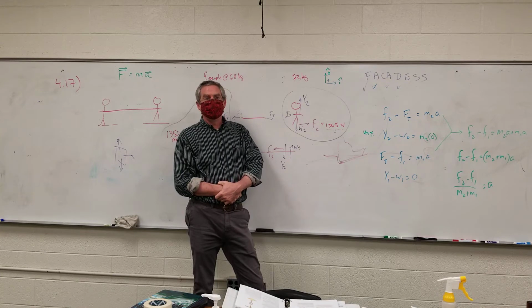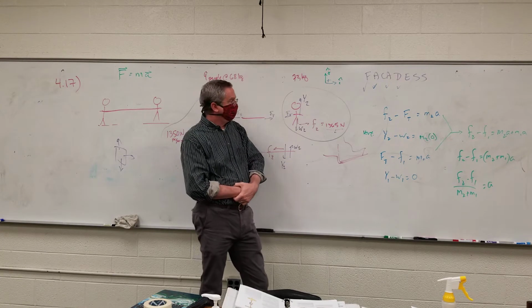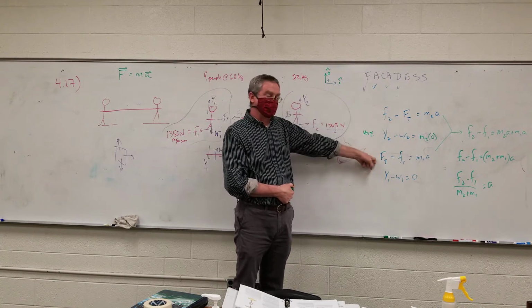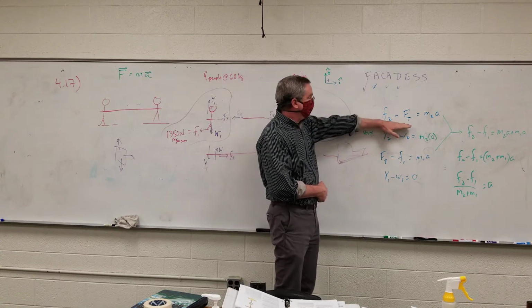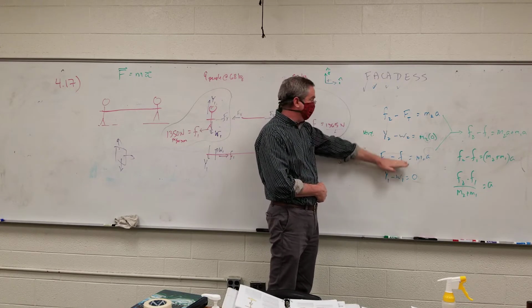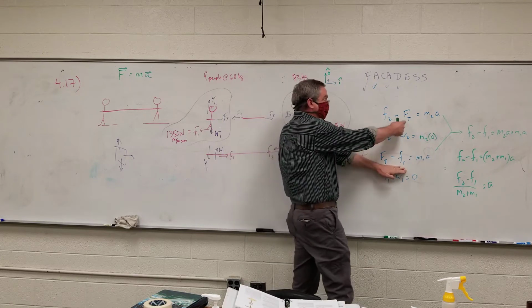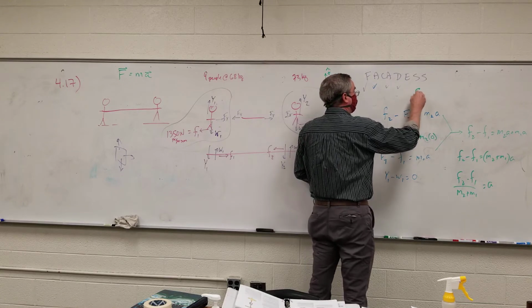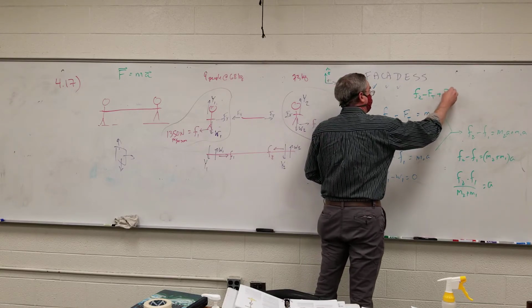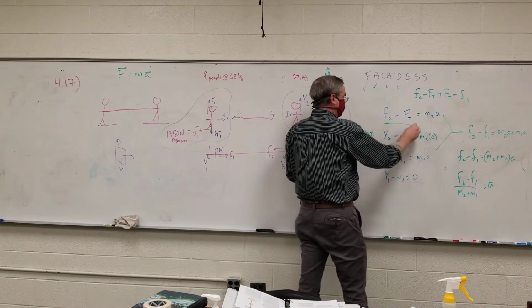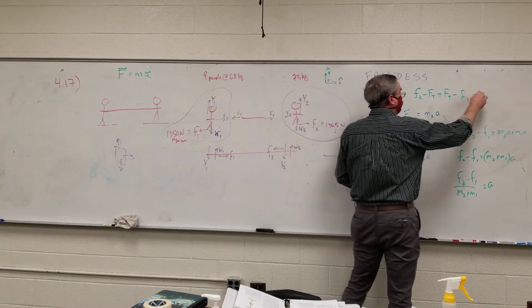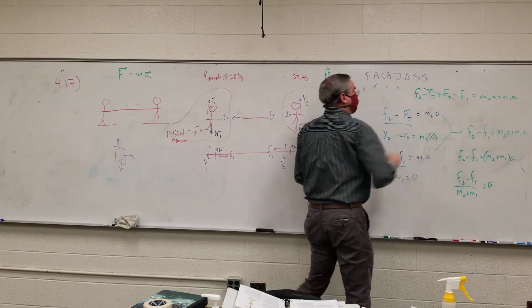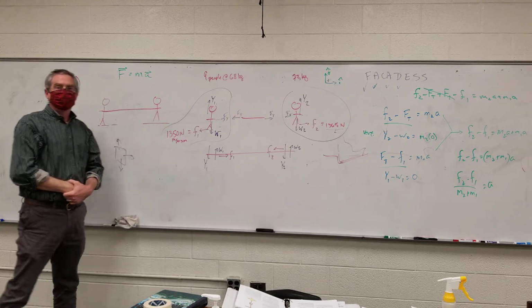Wait, so you said that the second one and the last one cancel out? No, when I added the first and third equations together, I have this F2 minus FT here, and then I have an FT minus F1 here, and the tensions canceled out. Technically, when I add them, I get F2 minus FT plus FT minus F1, which is equal to M2A plus M1A. And this goes away. Okay.